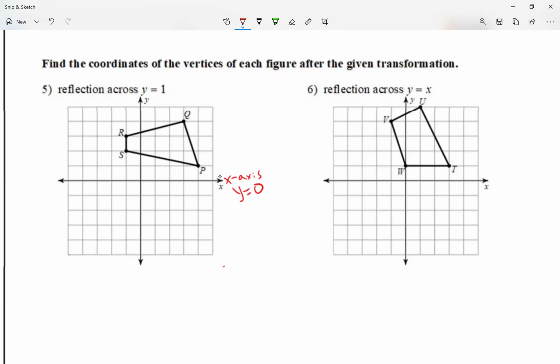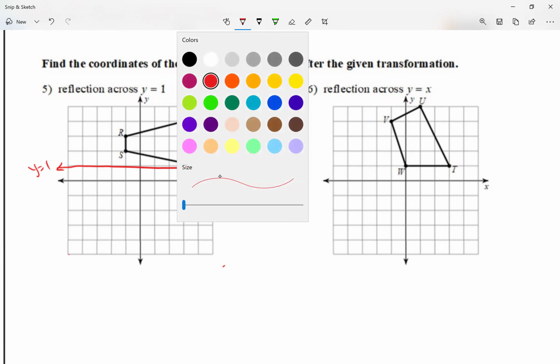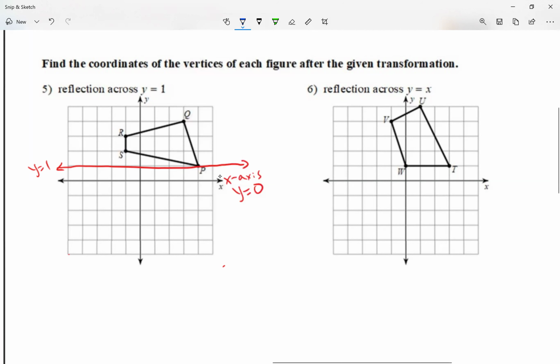So y equals 1 is going to look very similar to the x-axis, but it's just going to be above. So on the positive side, this is the line y equals 1. Cool. I found my mirror line. Now I'm just going to count spaces and move everything from one side to the other side. Looking at my point S, it is one space above the mirror line. So let me count one space on the other side, and that's my point S prime.